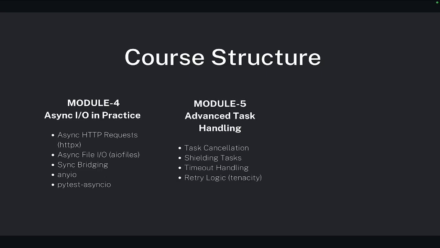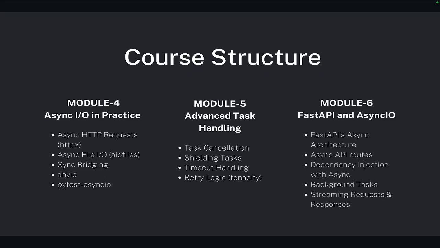In module 5, we will learn more task management techniques like canceling the tasks, shielding the tasks from cancellation, handling timeouts, and retrying the failed tasks. And in module 6, we will explore FastAPI's async architecture. We will discuss ASGI as well. We will develop an async API background task. We will practice FastAPI's dependency injection pattern. We will also learn how to stream large requests and responses.